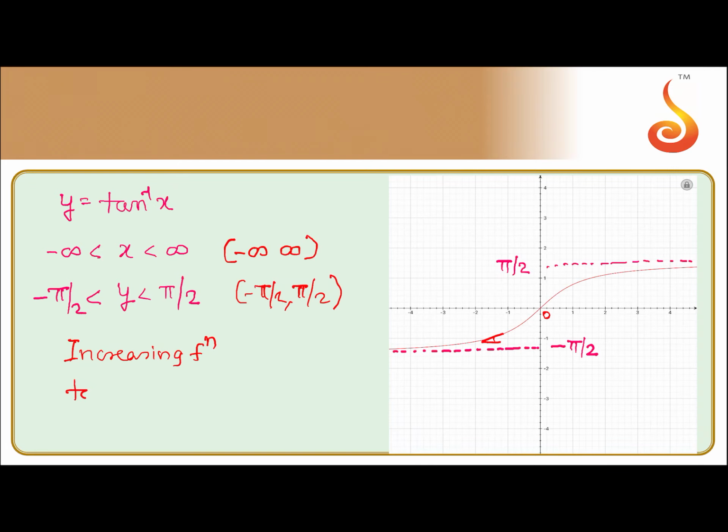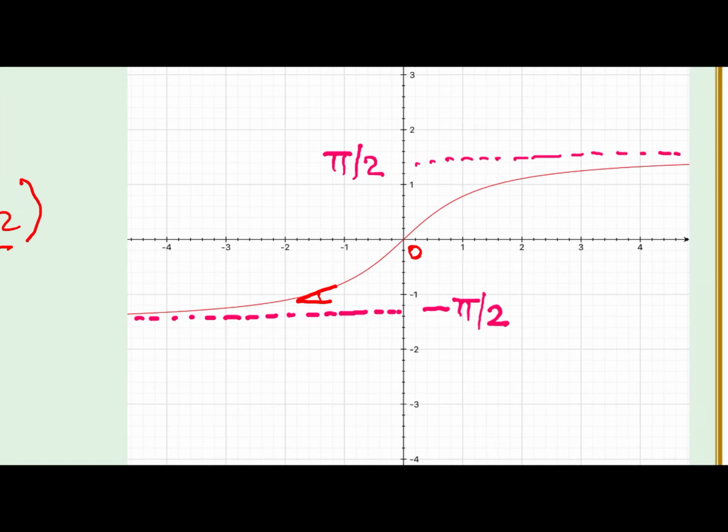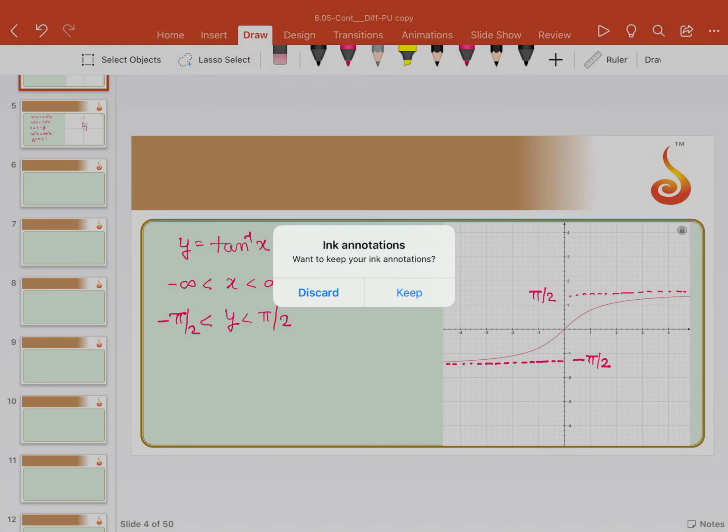Increasing function. It's again an odd function. Tan inverse of minus x is equal to minus tan inverse x. So therefore it is an odd function. I repeat once again. Domain is from minus infinity to plus infinity, open interval. Range is minus pi by 2 to plus pi by 2, open interval. And it is an increasing function and it is an odd function. I show the graph, enlarged graph. This is the graph.